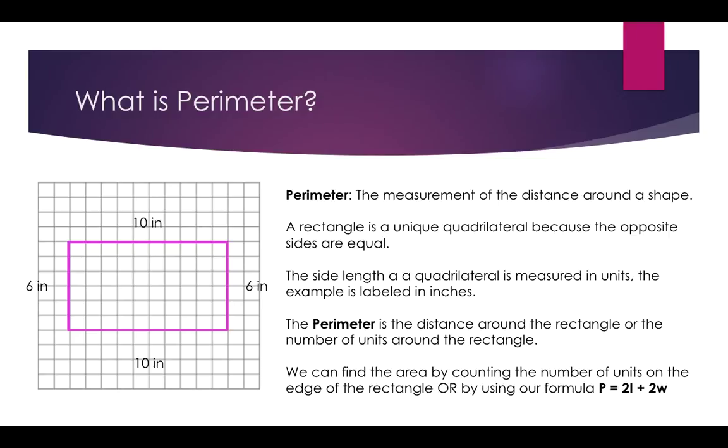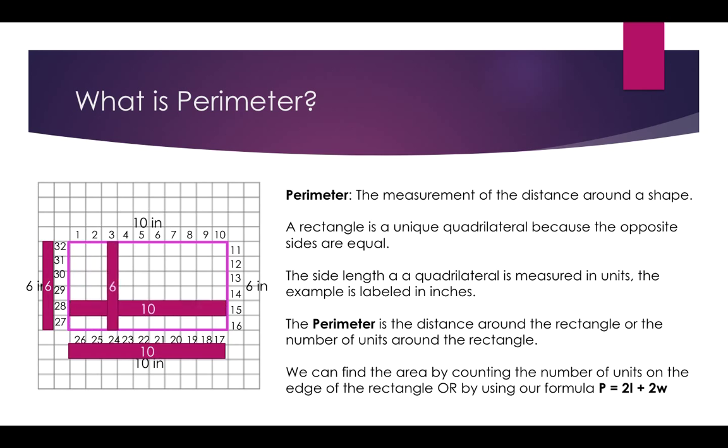The second thing we're going to talk about is perimeter. Perimeter is the measurement around the distance of a shape. So a rectangle is unique, again, because the opposite sides are equal. If a side length is measured in units, this example is labeled in inches. So the perimeter around my rectangle is the number of units surrounding it. So I'm looking at all 4 sides and counting up how many spaces each side length takes so that I have the distance around my entire shape. And it looks like that's going to be 32 inches.